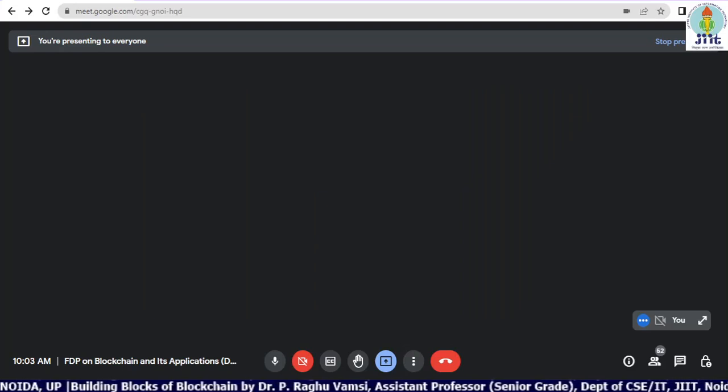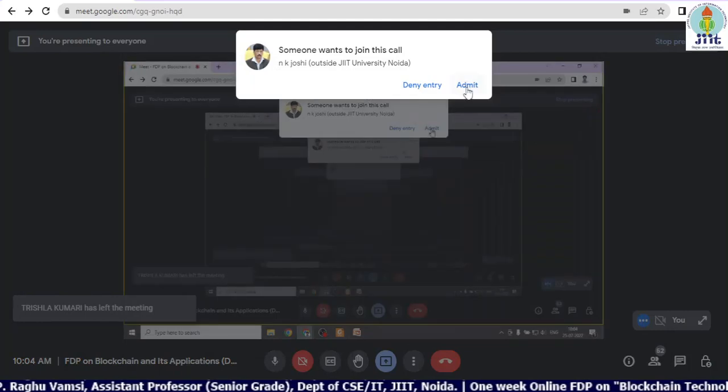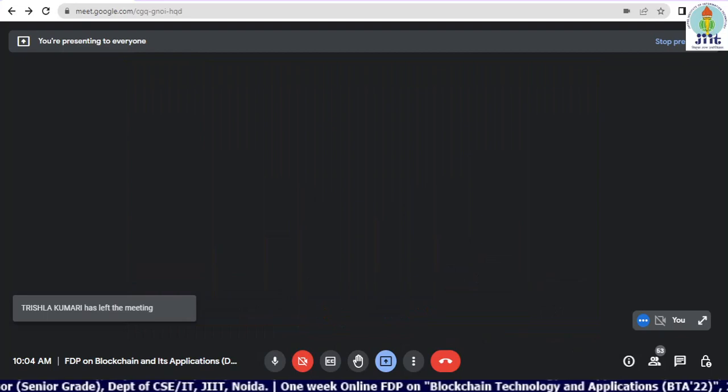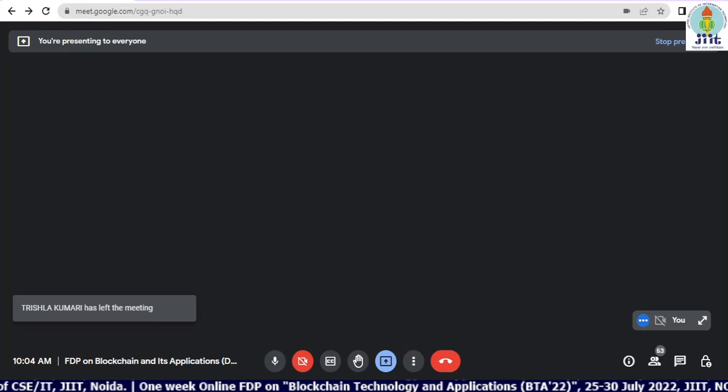The prerequisites for this course are cryptography techniques, data structures and algorithms, and introduction to programming, because blockchain totally depends upon cryptography techniques and data structures and algorithms. Because these are the prerequisites, when we are discussing the building blocks of blockchain, these 3 concepts will come into the picture. So here, the learning outcomes will be like this, and the detailed content.